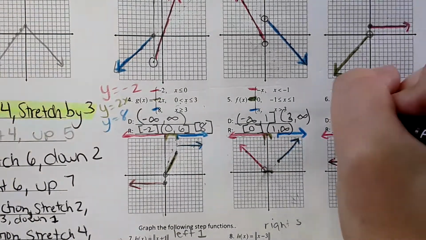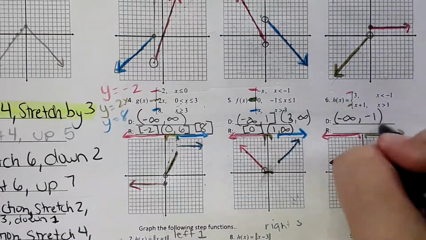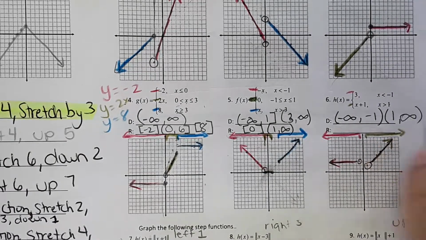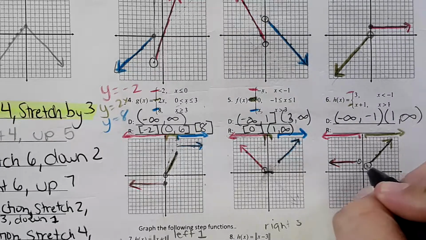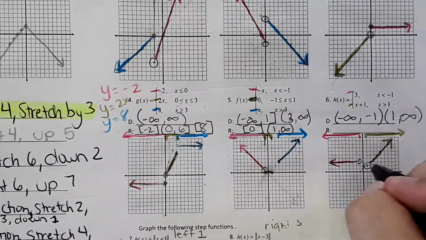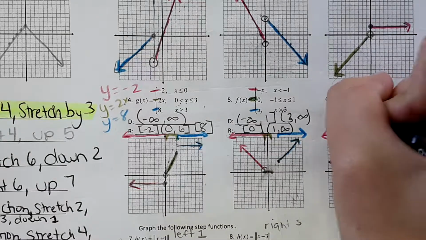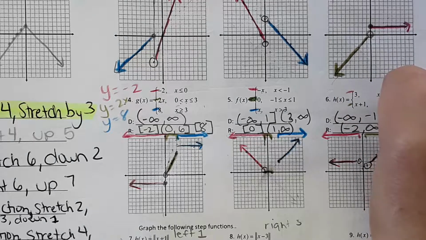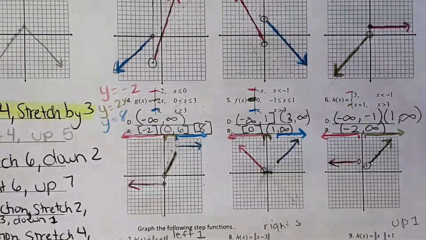Domain is -infinity to -1. And then 1 to infinity. Range would be, where is this? It would be 2 and up. So, parentheses, -2 to infinity and beyond. Done. Okay, now you can pack up. You can get your phones if you'd like.